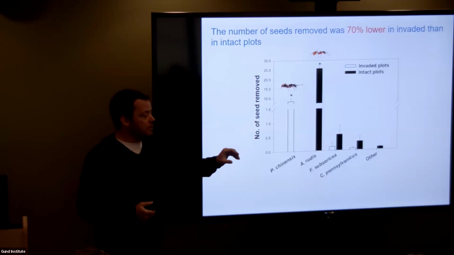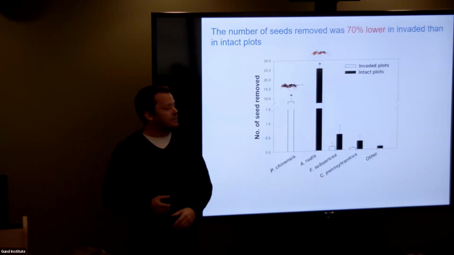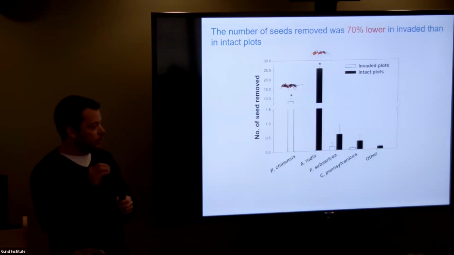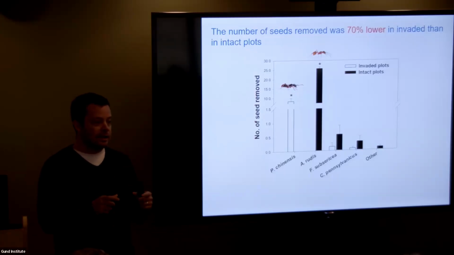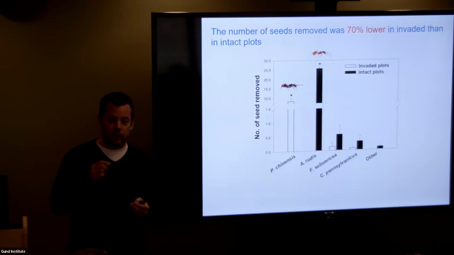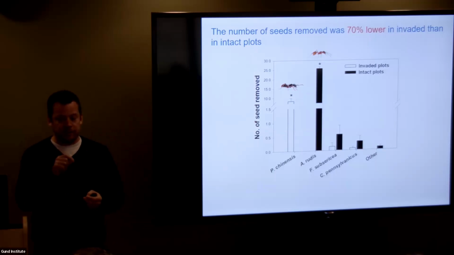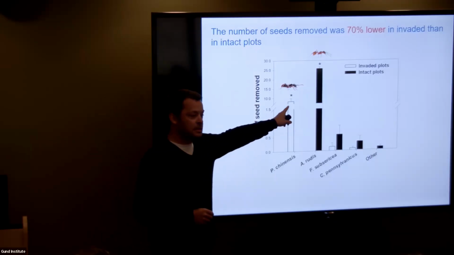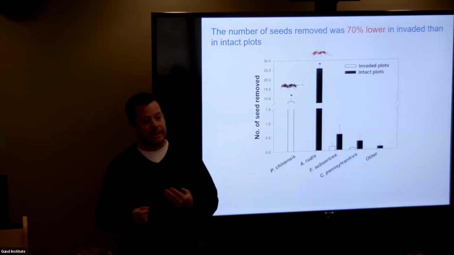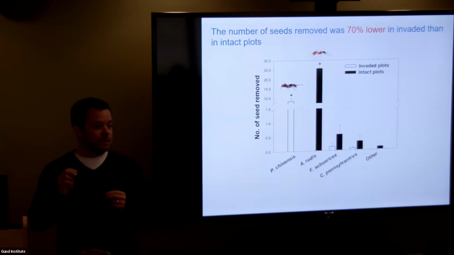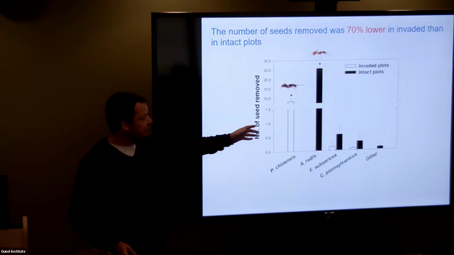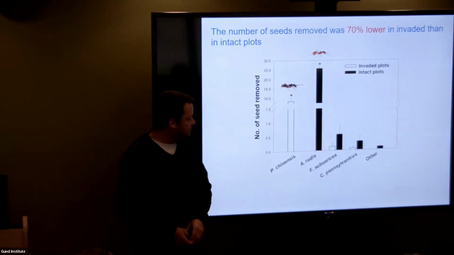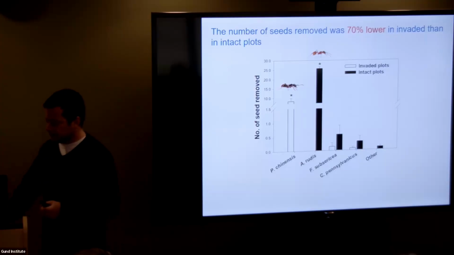When we look at the number of seeds removed, there are 70% fewer seeds removed in invaded plots. Removed means that we put the seeds out on an index card, leave them for an hour, and count how many seeds are taken away by different ant species. But this is not the same as seed dispersal, because these ants take a lot of seeds, but they don't eat the elaiosome, they eat the seed. So they are seed predators, not seed dispersers. So even though they are removing some seeds, these are going to be consumed by the ants. The same with Formica subsericea and Camponotus pennsylvanicus.